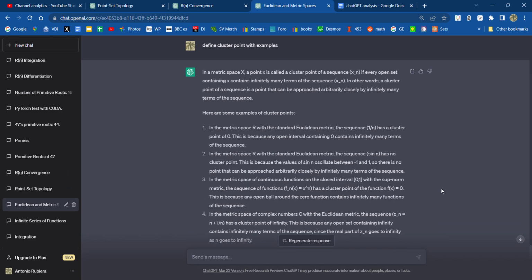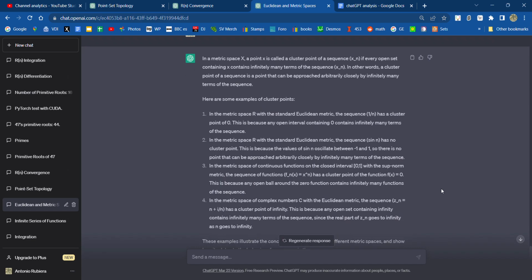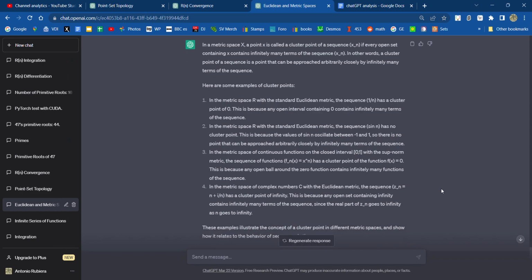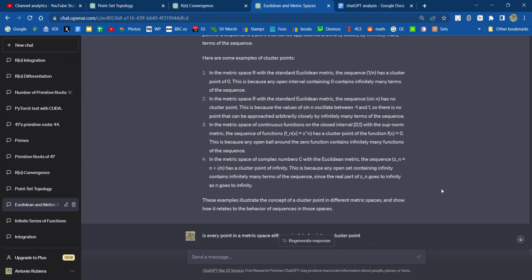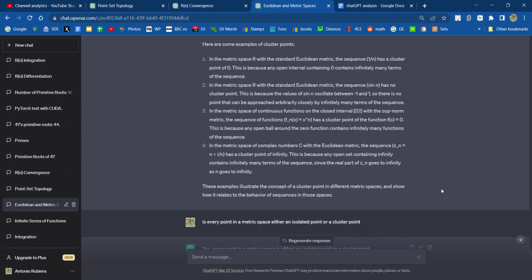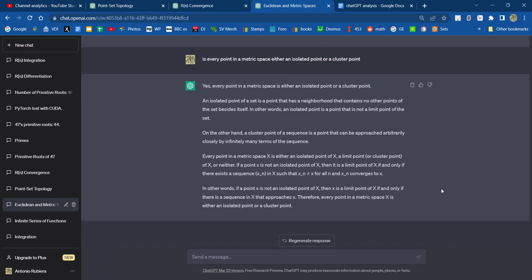Define cluster point with examples. It's got infinitely many points near it. That's really the basic fact, I think. Goes through metric spaces for complex numbers, closed interval 0 to 1, closed, standard Euclidean metric. Is every point in a metric space either an isolated point or a cluster point? The answer is yes. And I think this is the last question.